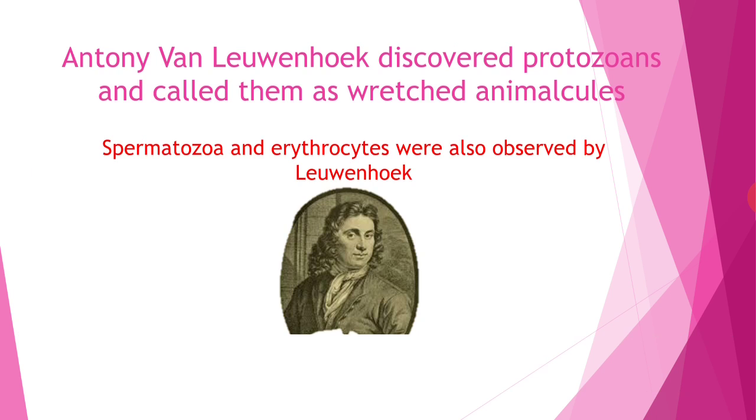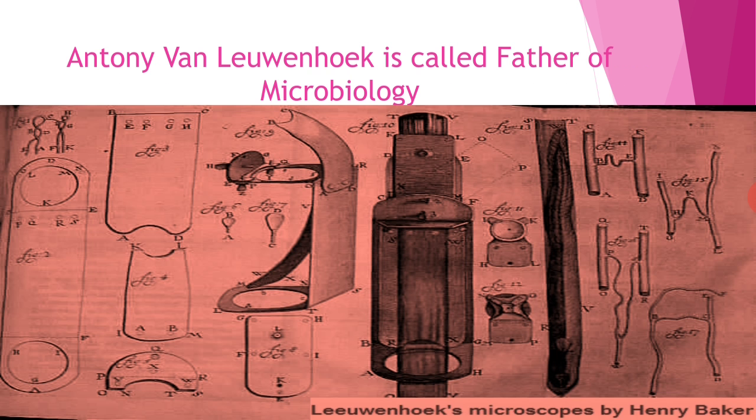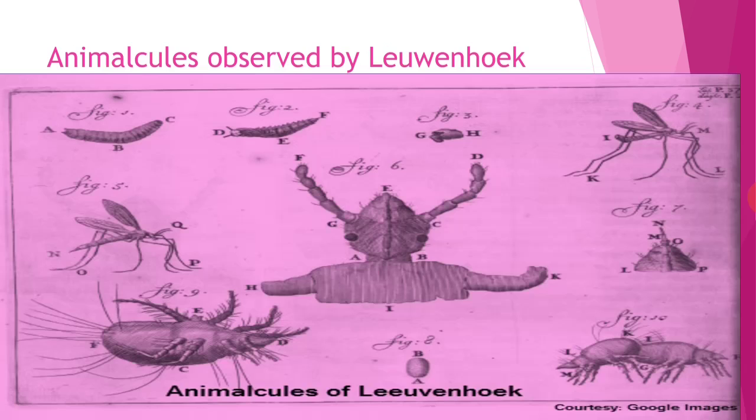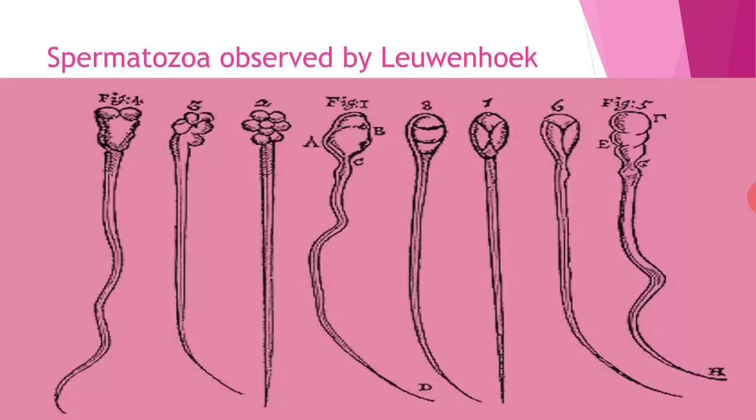And the same Antony van Leeuwenhoek observed spermatozoa and also erythrocytes. And these are the various instruments used by Antony van Leeuwenhoek. He was properly regarded as father of microbiology. And he not only observed the protozoans, he also observed the various parts of the multicellular organisms, various parts in the vertebrates, invertebrates. And these are the spermatozoa observed by Antony van Leeuwenhoek in age-old days.